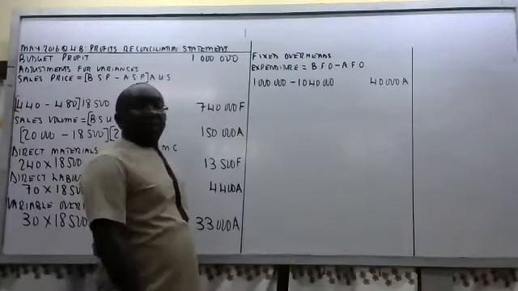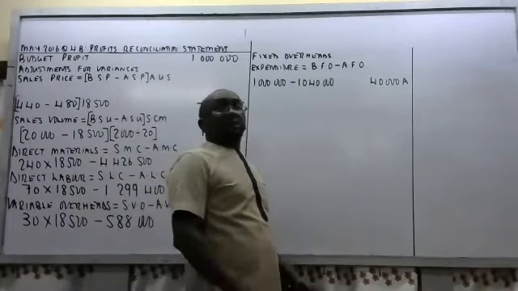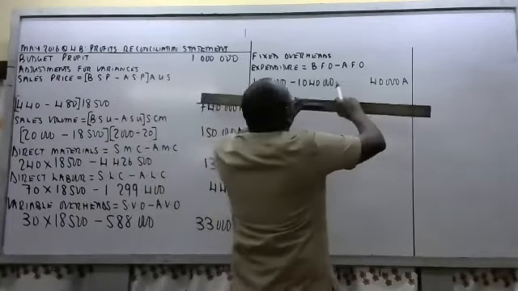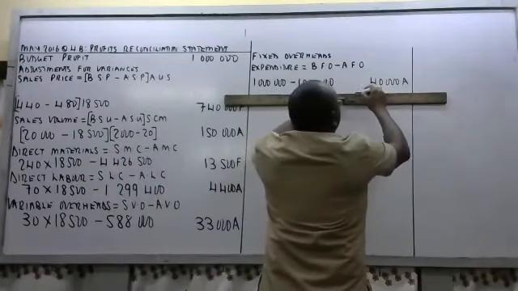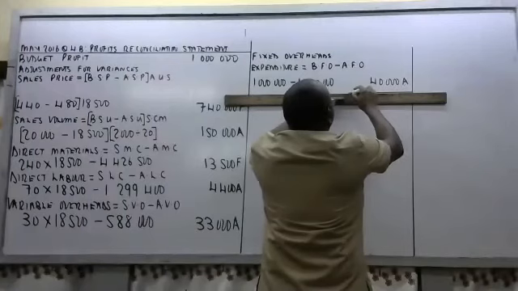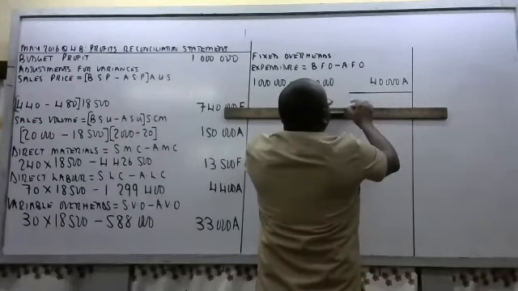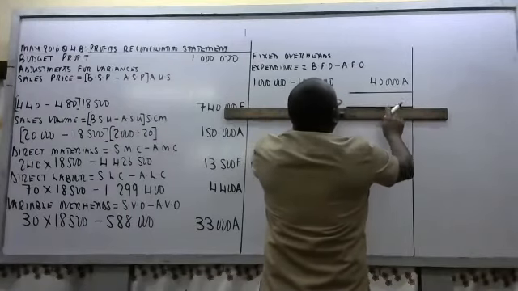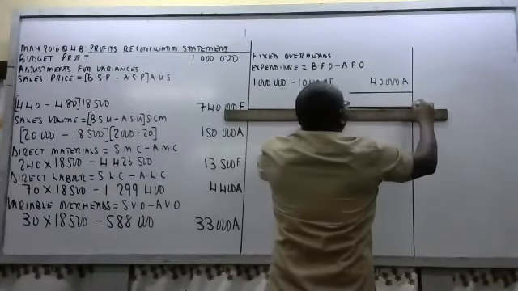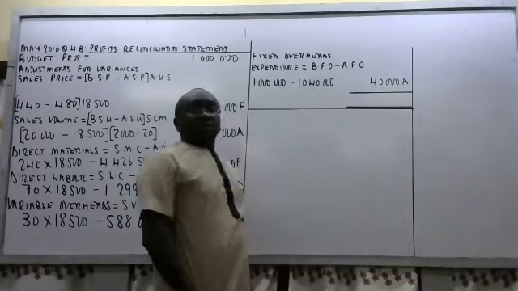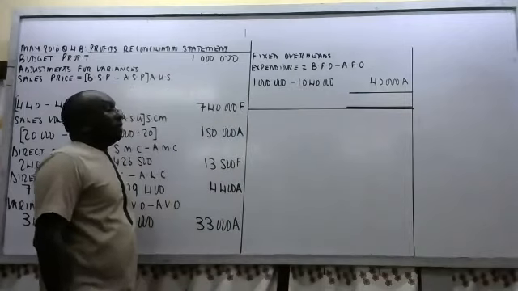There is another one called volume, but that one I told you, you only compute if there are stocks. But if there are no stocks, you don't compute it. So this question of ours does not have stocks, so you don't compute.